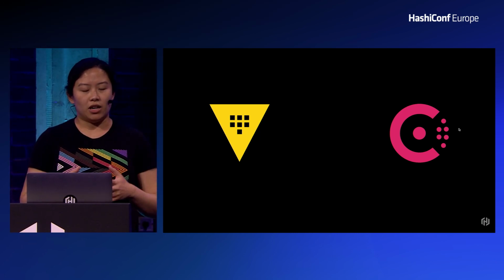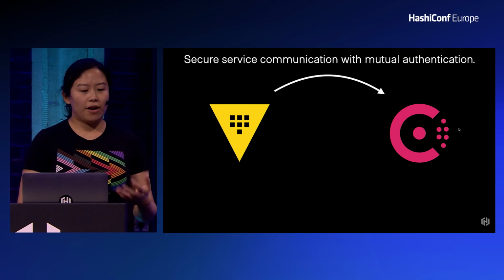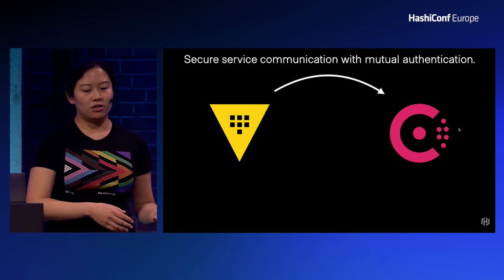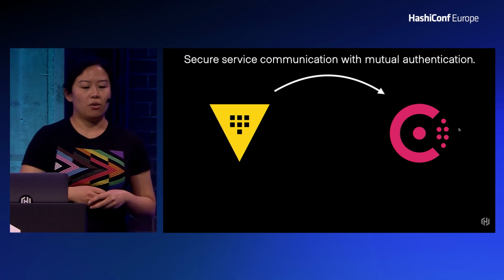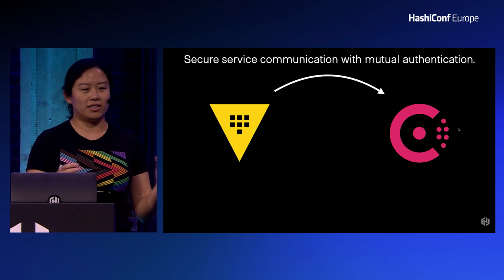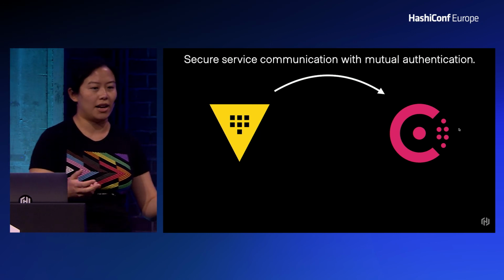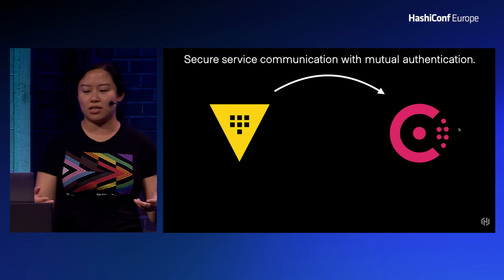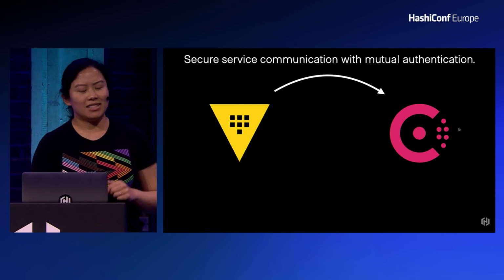If you combine Vault and Consul, the idea is that you have the ability to use Vault to secure service communication with mutual authentication. And why is this important? It helps you automate it. It accounts for changing systems. But let's not stop there.